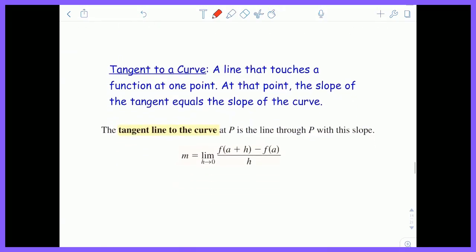Let's get started. Tangent to a curve, we talked about this in the last video, is a line that touches a function at one point. At that point, the slope of the tangent equals the slope of the curve. The slope of a tangent is basically equal to the limit as h approaches 0 of f of a plus h minus f of a over h, which is the derivative at a point A specifically. That's the slope. The tangent slope is equal to the slope of the curve at the point A.